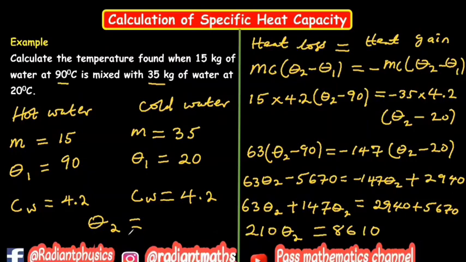Now we are going to say our final temperature will be 8,610 divided by 210. When we do that, we should have 41, yes, 41 degrees Celsius precisely. So this is the final temperature of the mixture. Can you see it here? So this is how to apply this equation and how to find the specific heat capacity of a substance, or to calculate the final temperature of a given mixture.